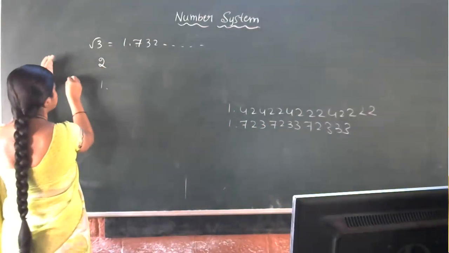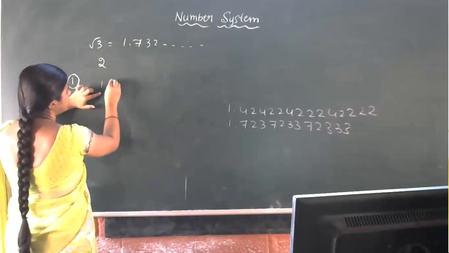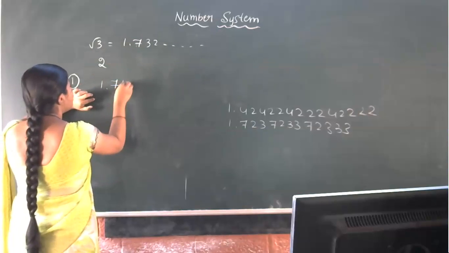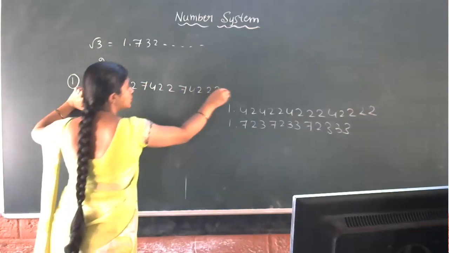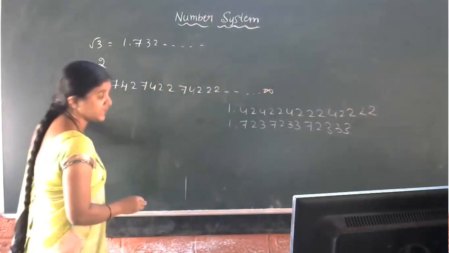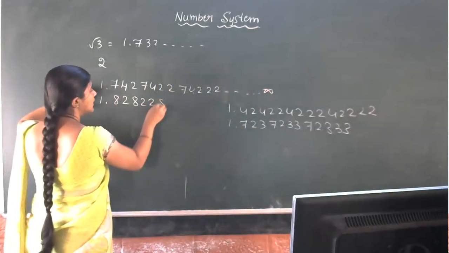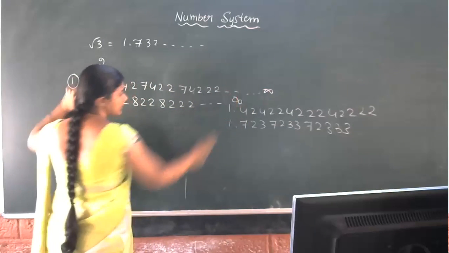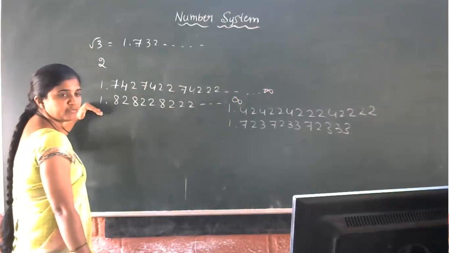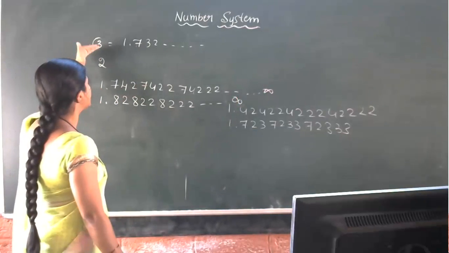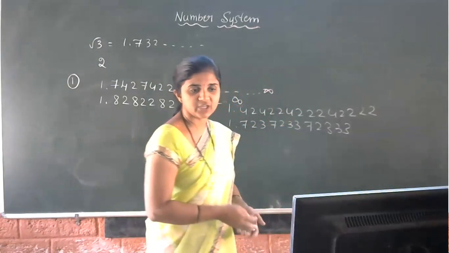Then we have to write the examples. First example: 1.742, 1.7422, 1.74222, like that you can continue up to infinity. Another example: 1.82, 1.822, 1.8222, like that so on up to infinity. If the question is root 3 and 2, these are the two examples of irrational numbers. If it is in between root 3 and root 2, then here are two examples of irrational numbers.